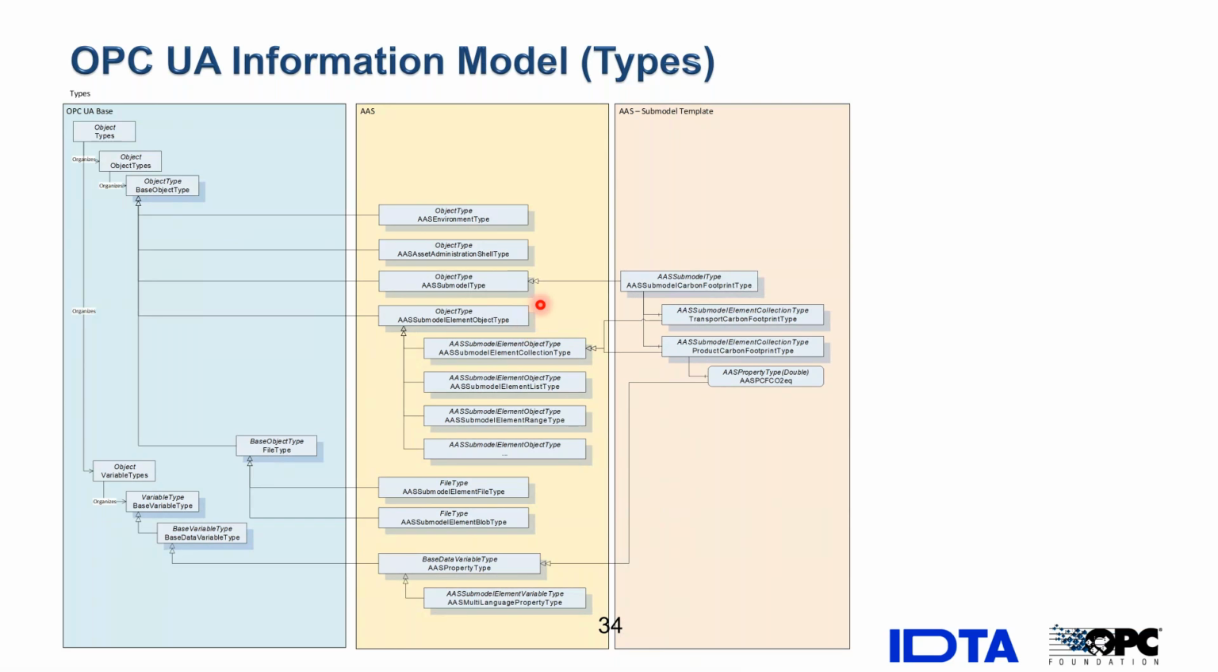And there is a third level of type inheritance, and that is for concrete types, like at the end the product carbon footprint, for example. You see that one here. We have the transport product carbon footprint and the product carbon footprint type here, and they are inherited from the submodel element object type and so on. So that is how the type mapping is done in a generic manner from an AAS submodel template to the OPC UA information model for the types.